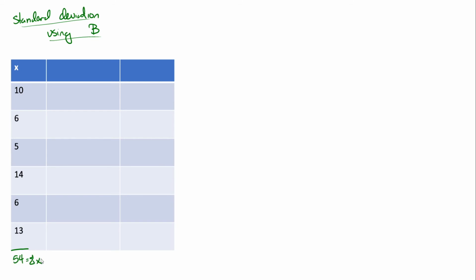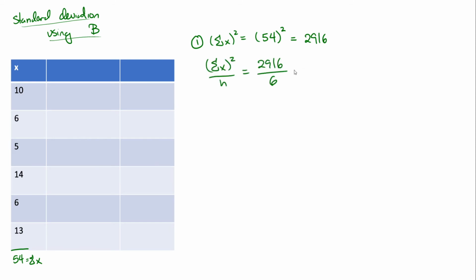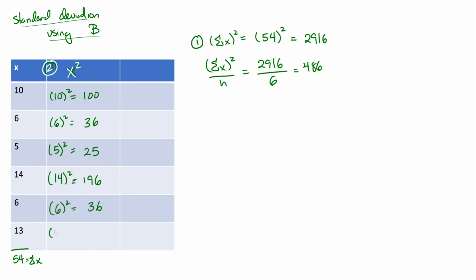So that's sigma x. Then we want to square it. Then we want to divide this by n. Remember, our n was equal to 6. We simplify this and we get 486. So for step 2, we're going to square each x value and then add all of them together. We add all of these up and we get 562.